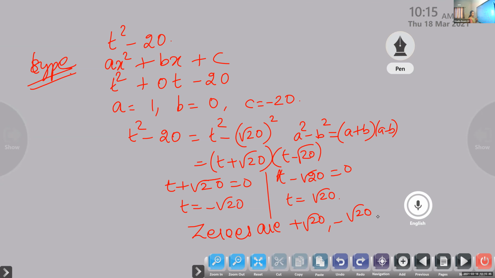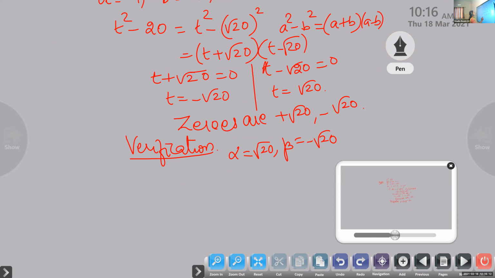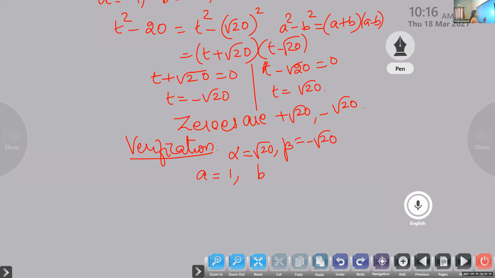Now we have to verify the relation. The second part is verification. In the verification part, you first write down what is alpha, beta. One of the zeros you can write as alpha, the other zero as beta. And write what is A, B, and C. A is 1, B is 0, C is minus 20.